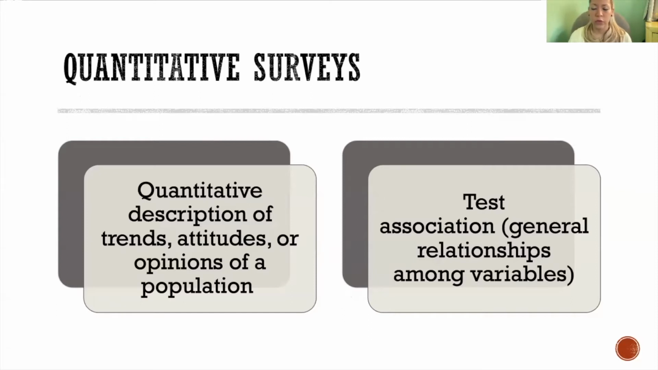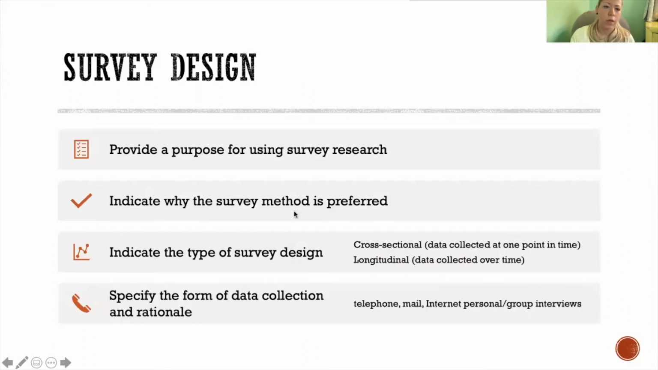Surveys can test for associations and not causation. So we can find just relationships among variables in surveys, which could be the foundation to do further research to look for causation beyond just correlation or association, which we can find through surveys.